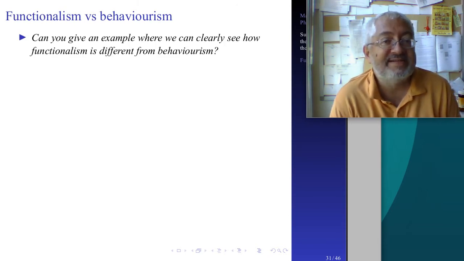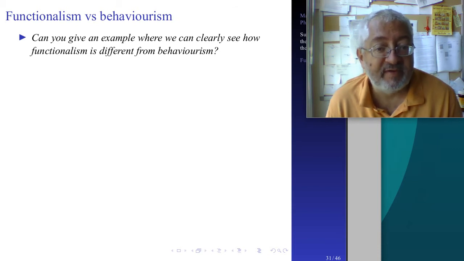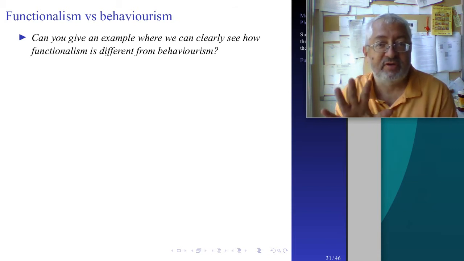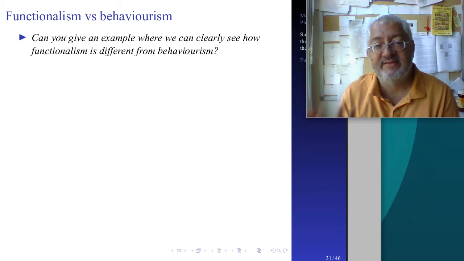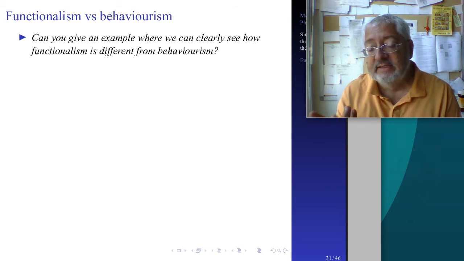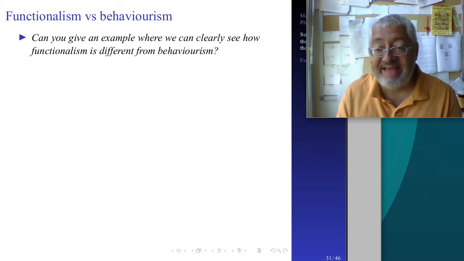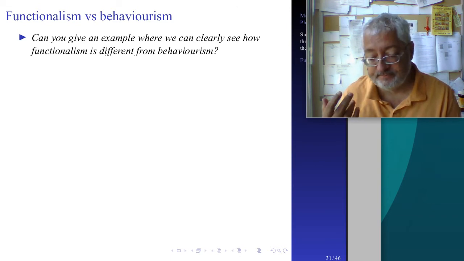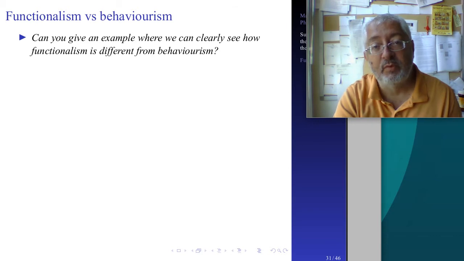Now, can you give an example where you can clearly see how functionalism is different from behaviorism? Think for a moment. Try to make up an example where you can see that the functional evaluation of a system and the behavioral evaluation are clearly different, where they don't agree.